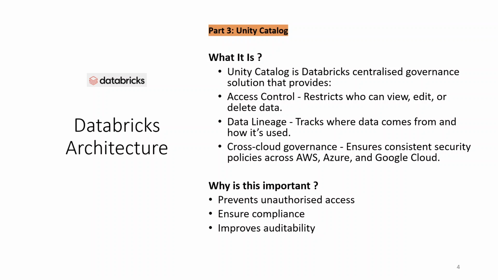Let's move on. Part three, we've got the Unity Catalog. So what is the Unity Catalog? It is the Databricks centralized governance solution, and it provides access control, data lineage, and cross-cloud governance. And why is this important? So it prevents unauthorized access, it ensures compliance, and it improves auditability, all which are very important in any organization.